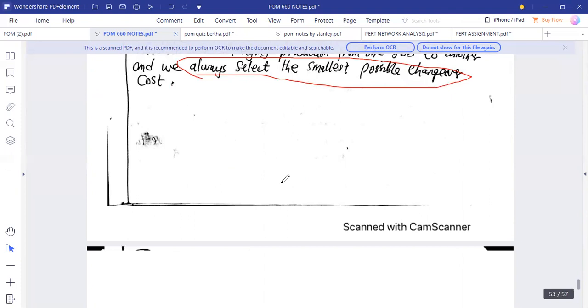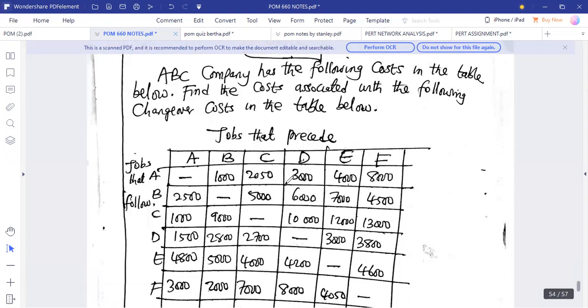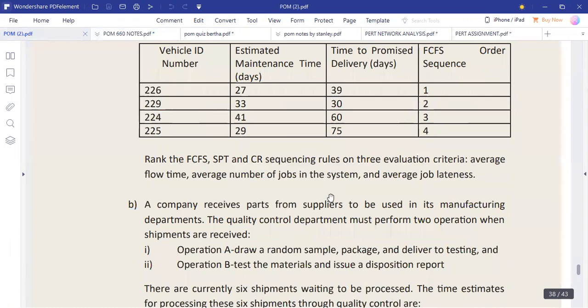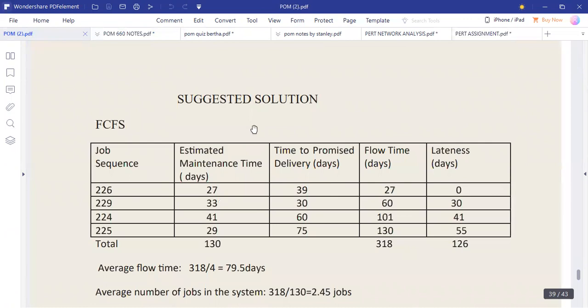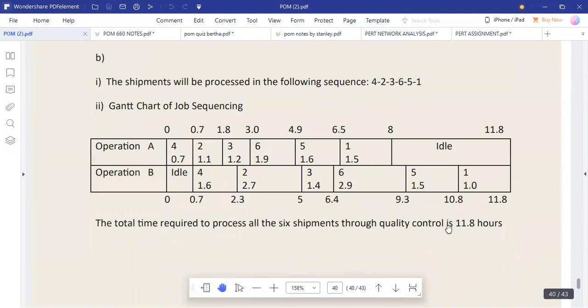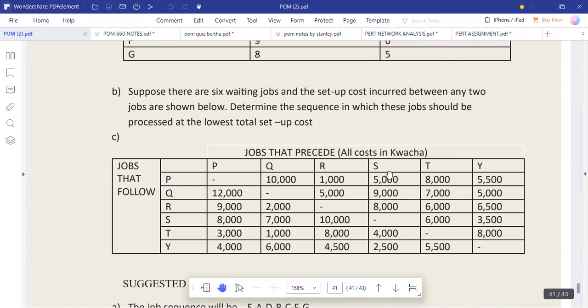What is important is the concept. Other questions, even in the pamphlet, we will look at as we go. There's no problem. There are solutions here, like from the pamphlet, the average flow time and all that, so you can also have a look at them. Then the aspect of a Gantt chart we are going to do in another class. And this is the changeover cost: the cost involved in changing production from one job to another.